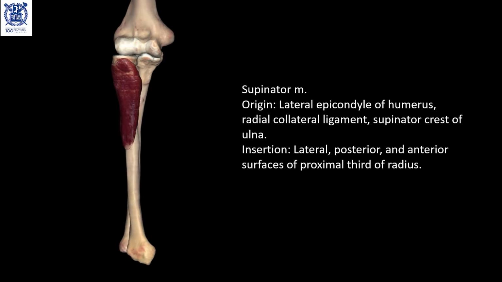From here, the supinator muscle, we are talking about the deep posterior forearm muscles. Supinator muscle. Origin, lateral epicondyle of humerus, radial collateral ligament, and supinator crest of ulna. However, unfortunately, it doesn't look like such description in this specimen. Insertion, lateral, posterior, and anterior surface of the proximal third of radius.